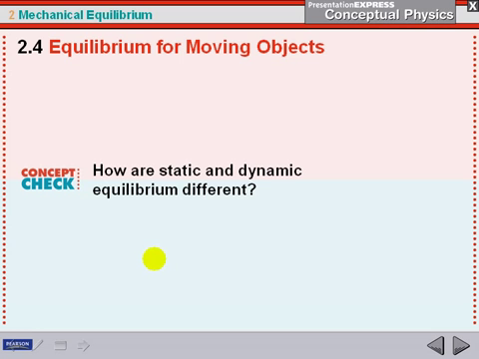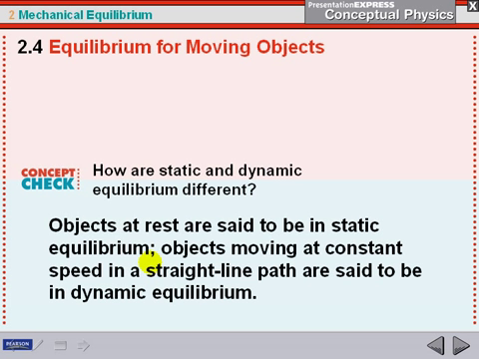So how are static and dynamic equilibrium different? Objects at rest are said to be in static equilibrium, whereas objects moving at a constant speed in a straight line path are said to be in dynamic equilibrium.